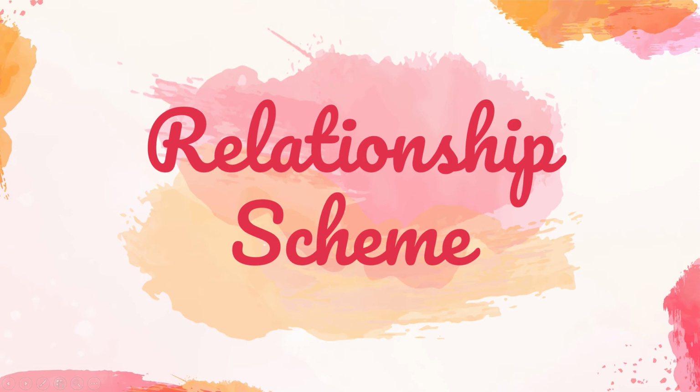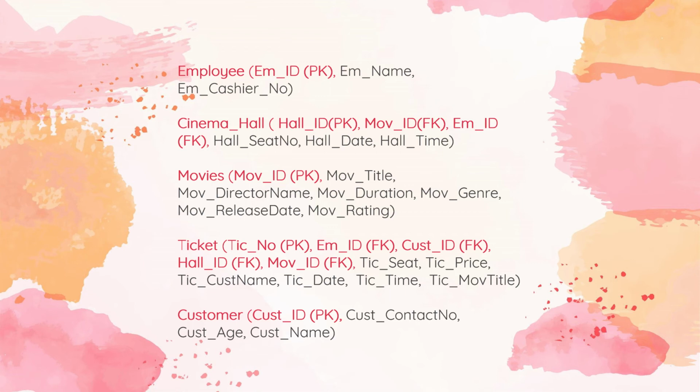Next, I will go ahead and explain the relationship scheme based on the enhanced entity relationship diagram. First, we have the employee entity, which consists of employee ID, employee name, and employee cashier number as the attributes. The primary key for this entity is employee ID. Next, we have the cinema hall. For the cinema hall, the primary key is hall ID, and the foreign keys are movie ID and employee ID. The rest are seat numbers, dates, and time of the movie.